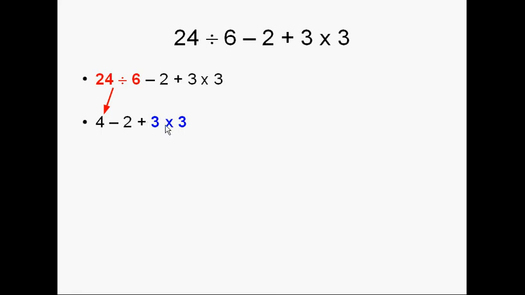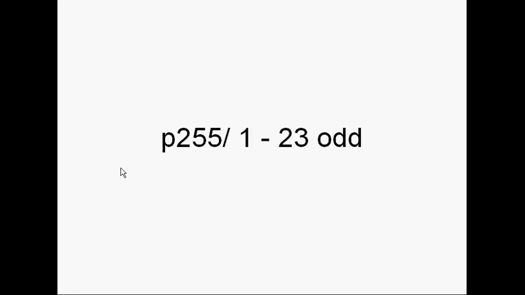And notice I bring everything else down. Minus 2 plus 3 times 3. Then I look at my next step. There's no more division. Oh, look, keep going. There's another multiplication. So I'm doing my multiplication next. And I get 9. So 4 minus 2 plus 9. All I've got is subtraction and addition left. And I'm going to do them in order. I do this subtraction first. 4 minus 2 is 2. 2 plus 9 is 11. Did you get it right? I think you probably did.